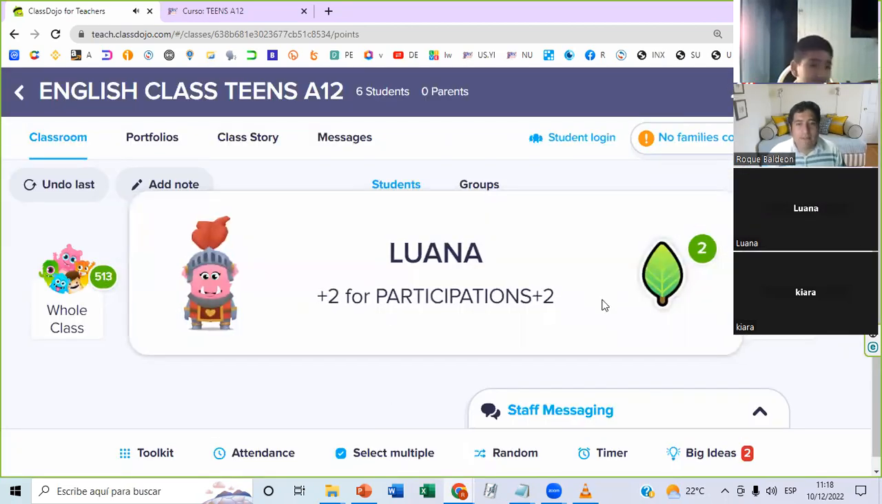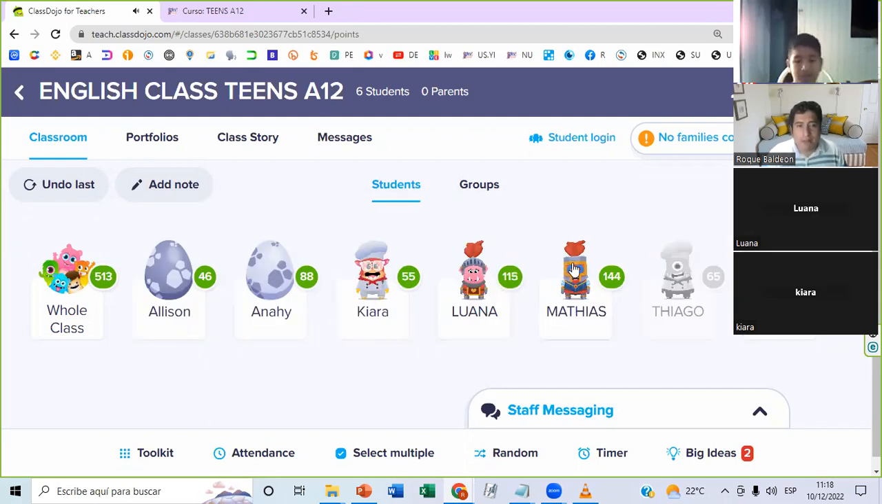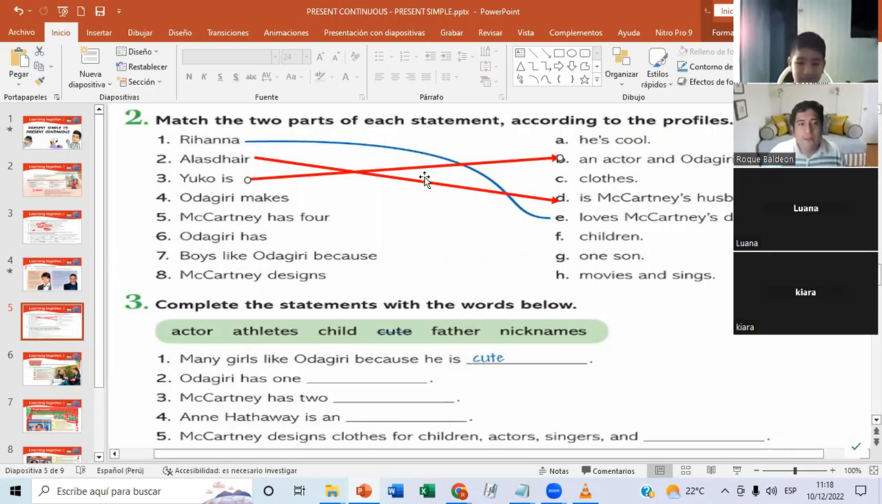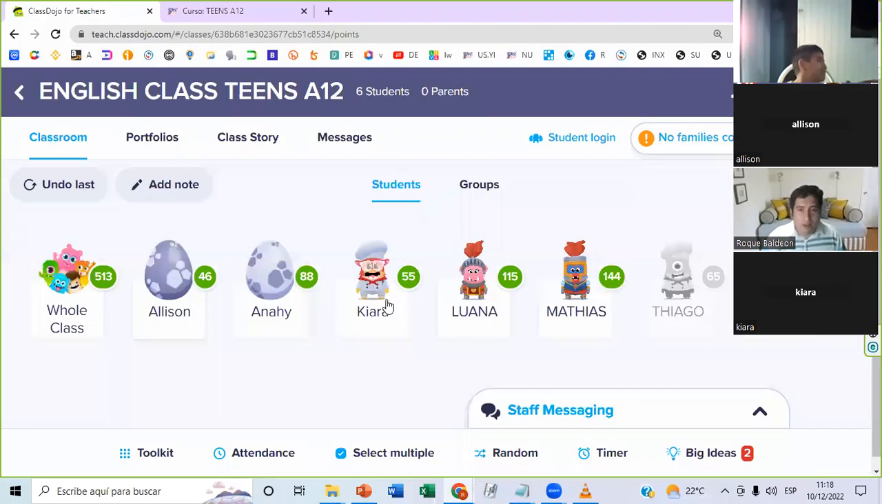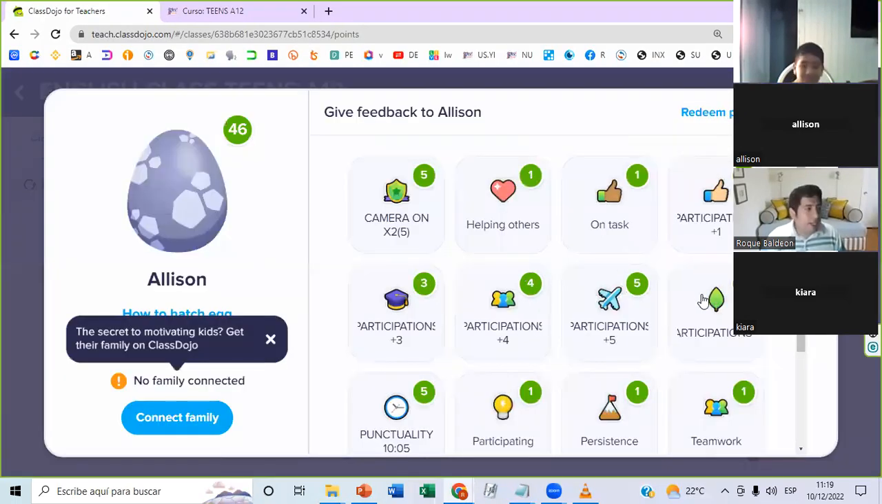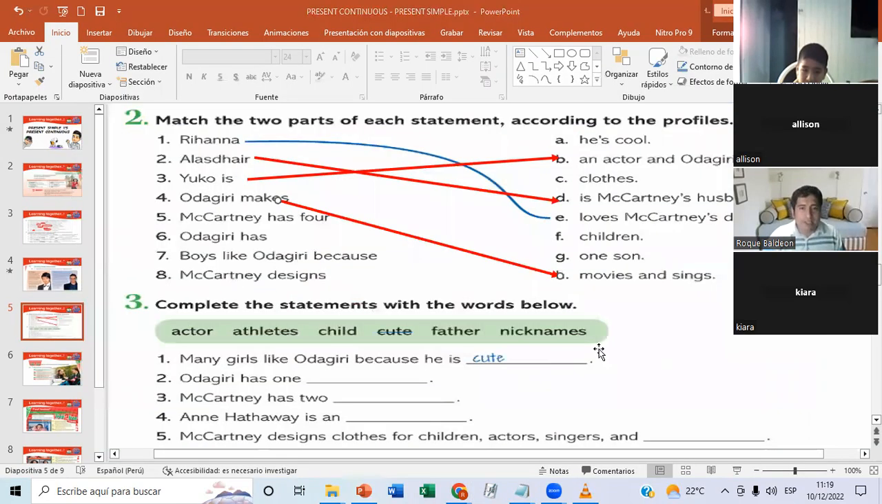So be careful. Está muy near. Está muy near, Matías. Va para tu alcance, Matías. Odagiri makes. ¿Qué hace Odagiri? Come on. Alison, levanta sus hands. Odagiri makes movies and songs. Excellent. Very good. Awesome. Alison se va con todo. Be careful, students, que Alison acaba de despertarse.